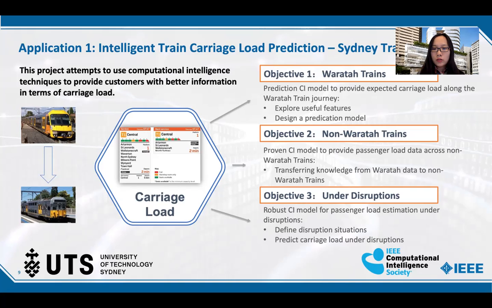The second one is to predict on non-Waratah trains. So it's using the knowledge learned from Waratah trains, and we transfer the knowledge to the non-Waratah trains. And the third objective is to predict the load when the train is under disruption. This objective is to help Sydney Trains to have a better route for the replaced bus.